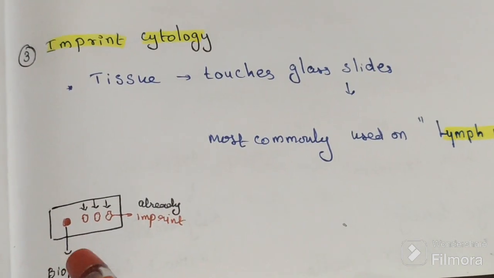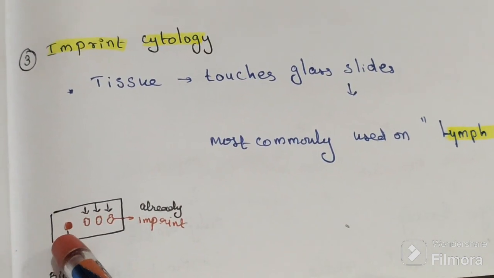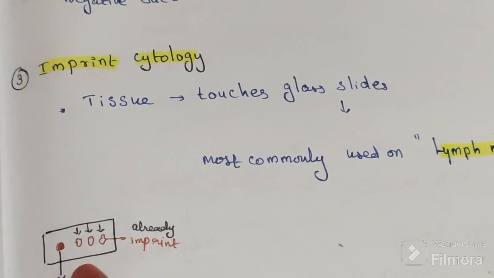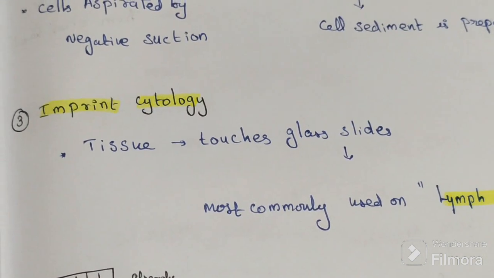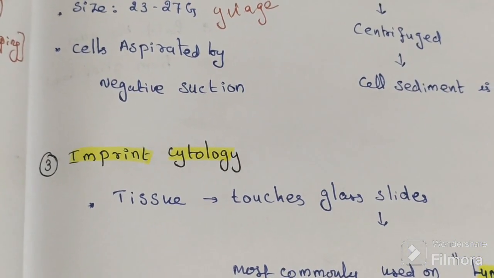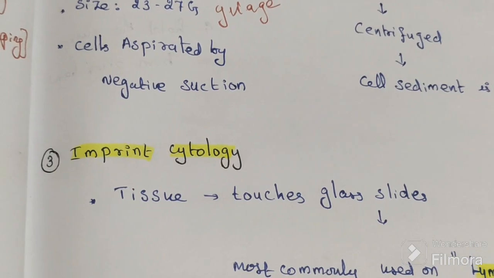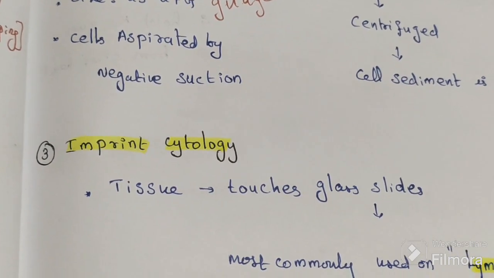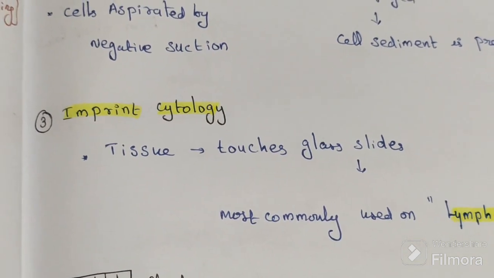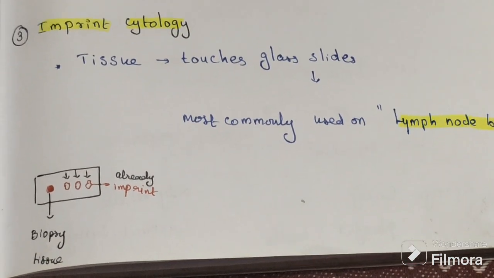So this is the picture. This one is the biopsy. Okay, these are the already imprinted cells. So here what we will do, we are taking the tissue, biopsy taken. After that, touch on the glass slide, the cells are imprinted. Here the imprinting is there, so it has the name imprint cytology.